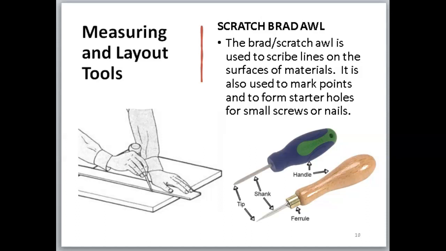As can be seen by the diagram, we're seeing the scratch awl being used to scribe lines on the surface of a material. And the diagram on the right shows you the handle of the awl, the shank, and the tip, as well as, for some versions, the ferrule that houses the shank.